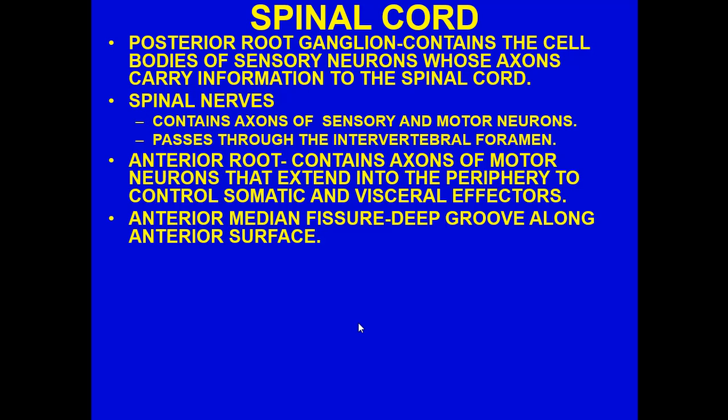Now, spinal nerves will contain axons of both sensory and motor neurons, and they basically pass through the intervertebral foramen. You have also an anterior root, which contains axons of motor neurons that extend into the periphery to control somatic and visceral effectors. Remember, effectors, we're talking about, these are the target organs or structures that are influenced by motor neuron action potentials. We will also notice that the anterior median fissure is a deep groove along the anterior surface.